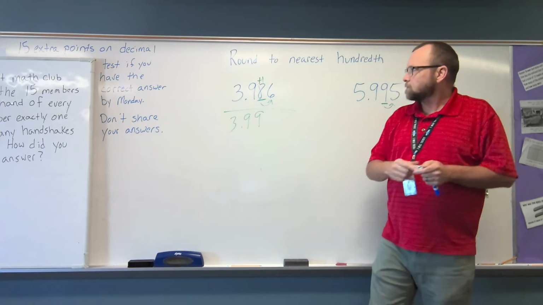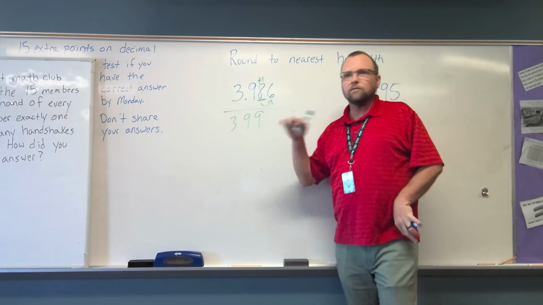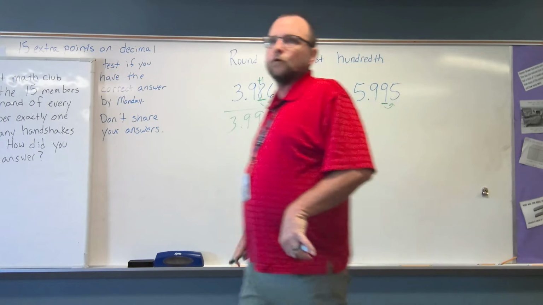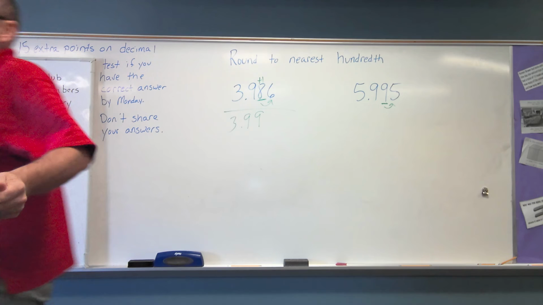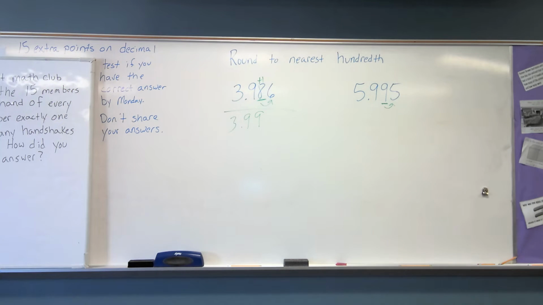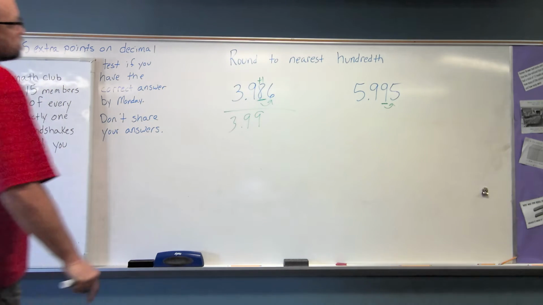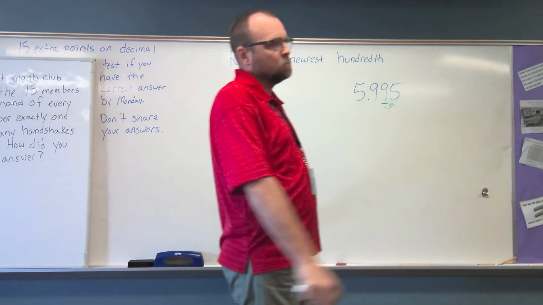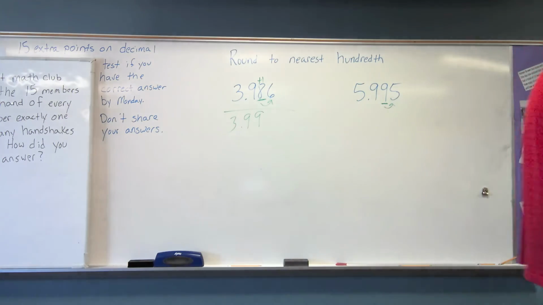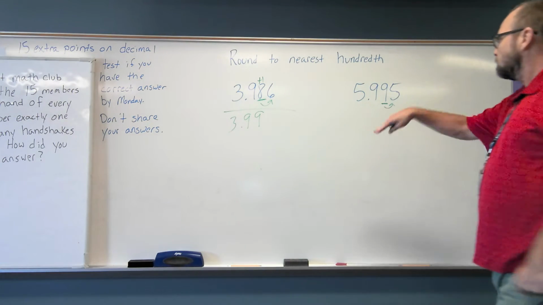Now what I don't want to see is then you bringing that 6 down. Where you round to is the last non-zero number you have. There's no other numbers behind it other than you can put zeros. Doesn't change it. But it's the last non-zero number you have.